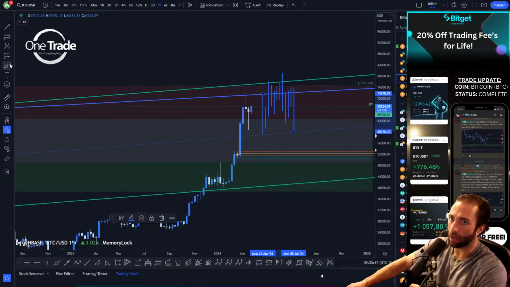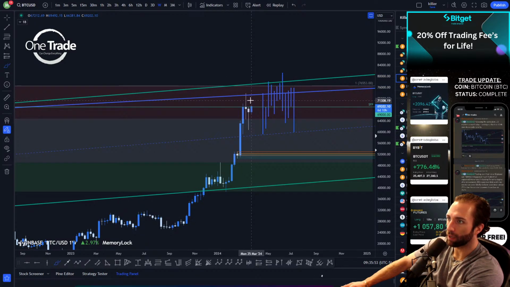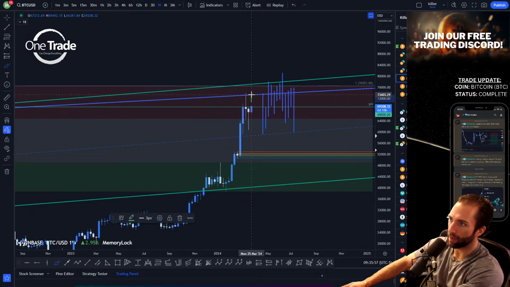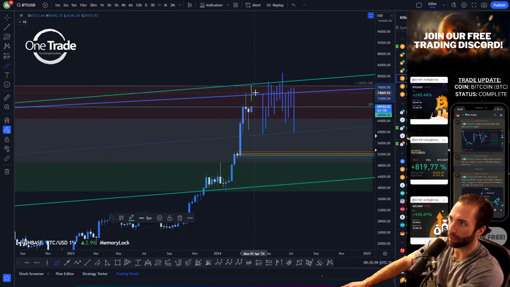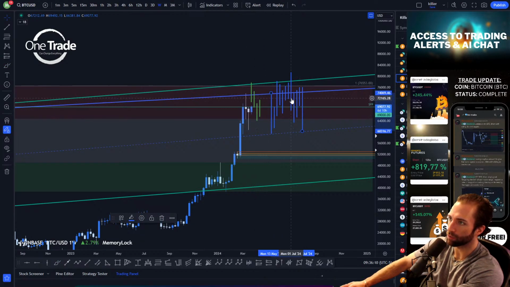I'm fully not expecting price to get a move up and just continue from here, right? I'm not expecting some mega super candle. I'm actually looking at something like this to happen, basically continuing to range in the zone similar to what we're seeing here.